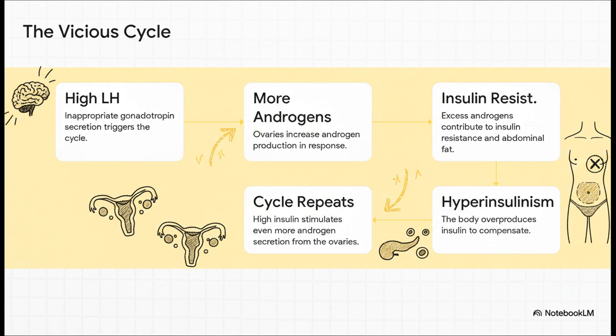That's hyperinsulinism. And here's the really cruel twist. All that extra insulin signals the ovaries to secrete even more androgens. And just like that, you're back at the beginning. The cycle just feeds itself, getting worse and worse with every single lap.